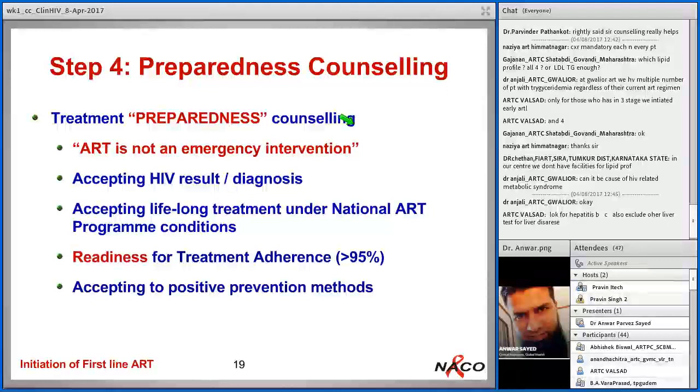See, this list is inclusive. We have tried to include everything in this list, but it is not necessary that all investigations will be available at your facility.